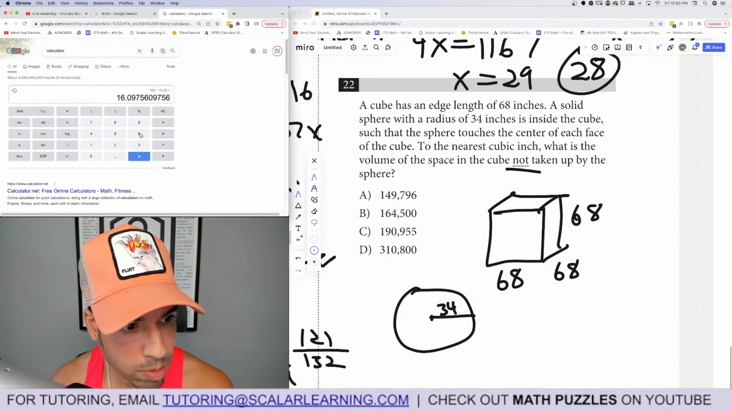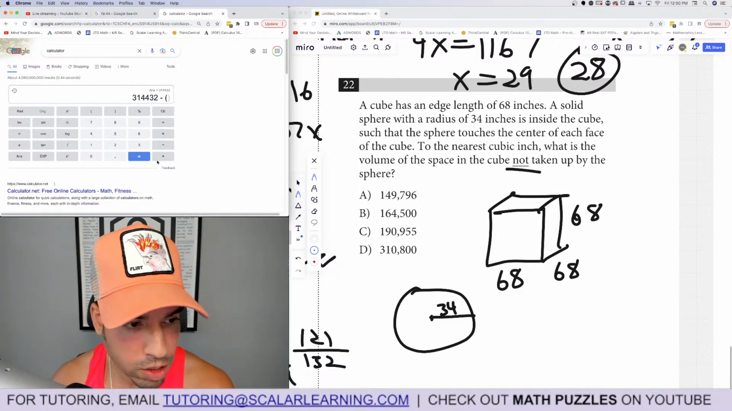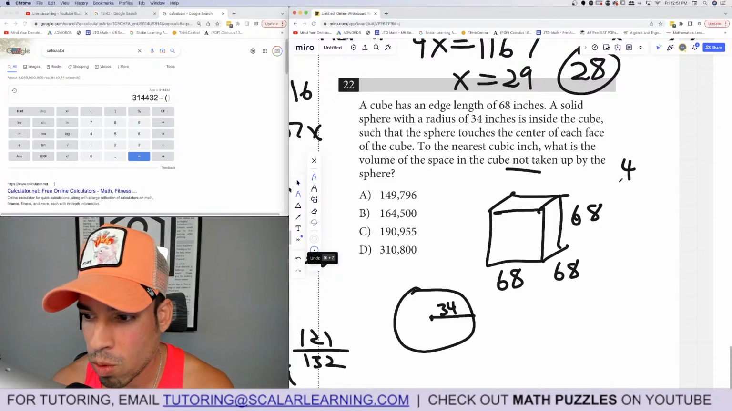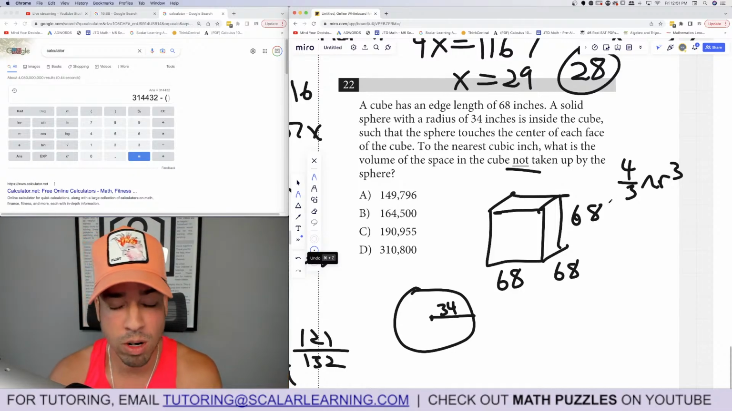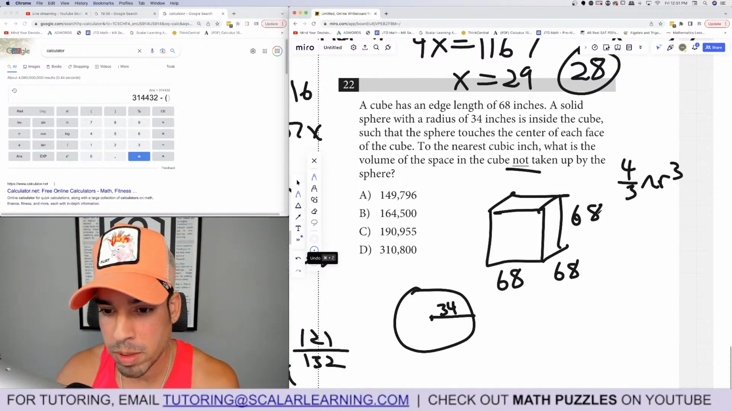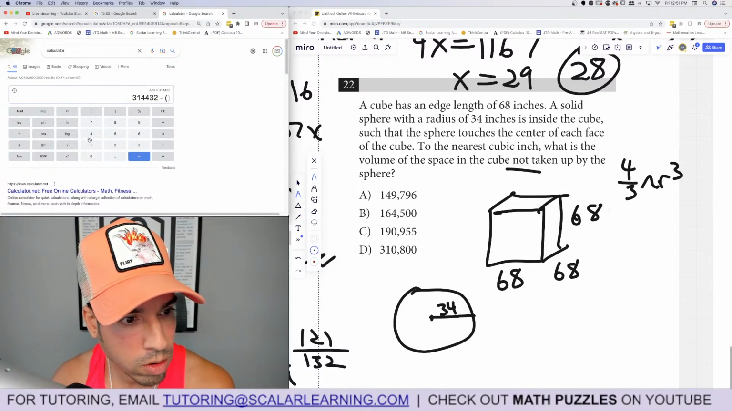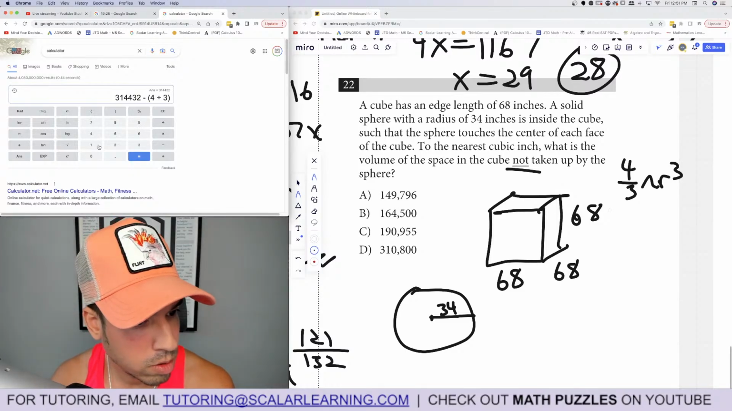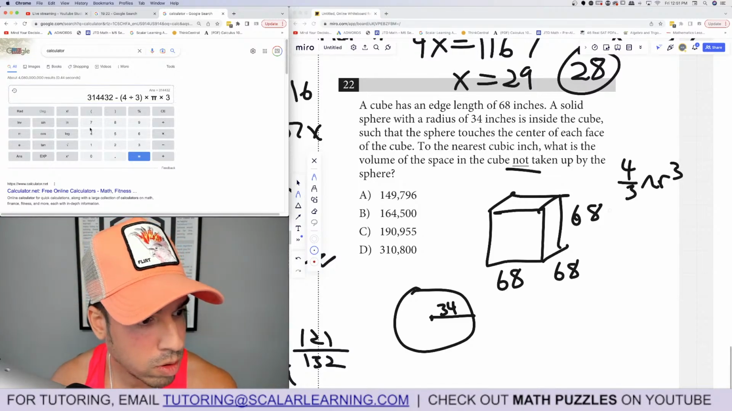So we're doing the volume of the cube, which is 68 to the third power, minus the volume of the sphere. What is the volume of a sphere? 4/3 pi r cubed. Now, I didn't see the formula sheet at the front, so maybe you now have to memorize these formulas because it used to be there. But anyways, so we got 4/3 times pi times, what's the radius? 34 cubed.